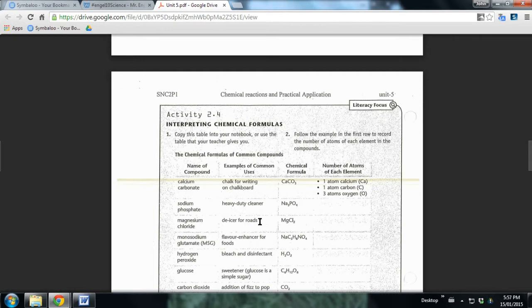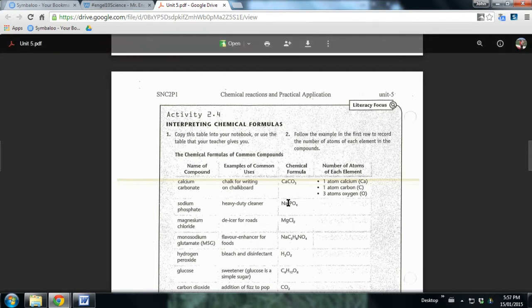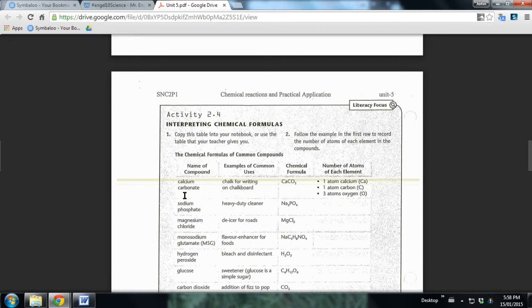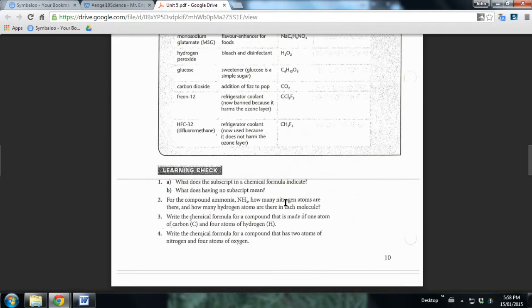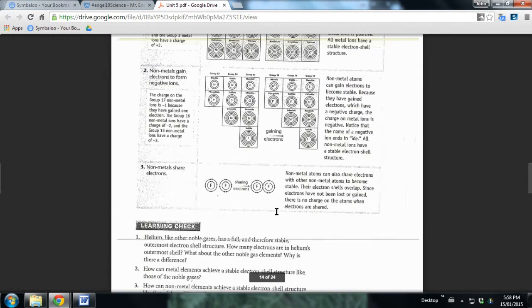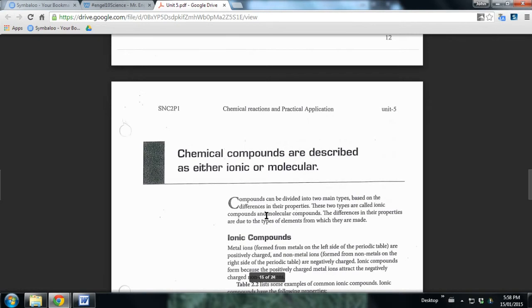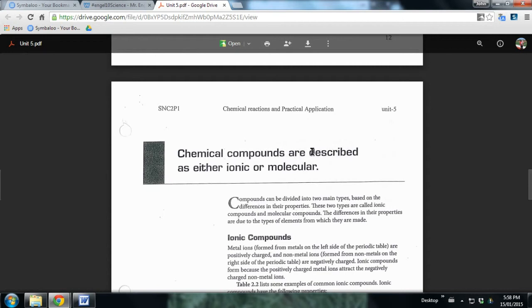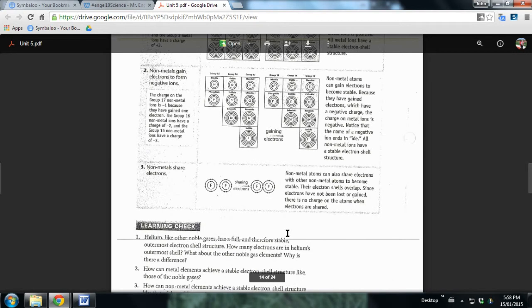Okay, so I'm going to show you guys not only how to name a formula from its written form, so this is its written chemical formula, and this is its name. So we are going to learn in this unit how to go from a chemical formula to a name, and we're also going to learn how to go from a name to a chemical formula. There are different types of chemical compounds. There are ionic chemical compounds, and there are molecular chemical compounds. So we are going to go through that in this unit, and I'm going to teach you the difference between the two, and I'm also going to teach you how to write the chemical formula for those.